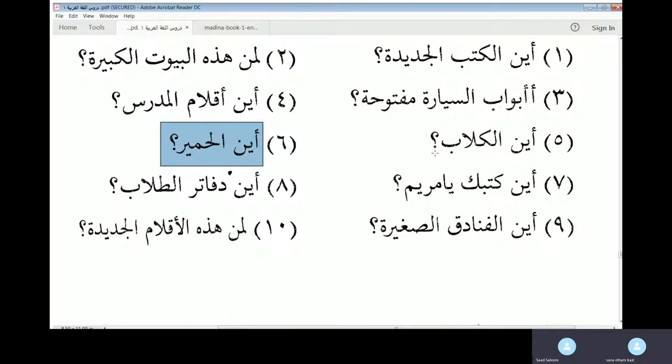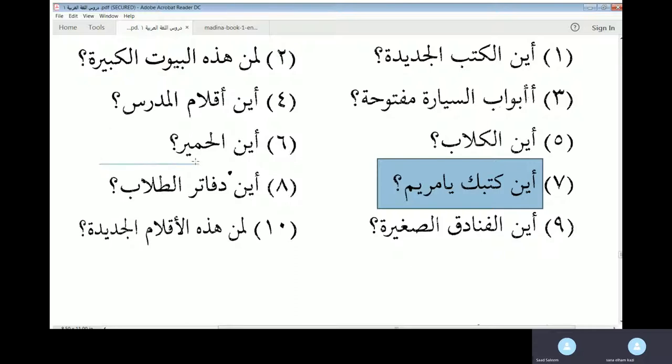Okay. Aina al-himaru? Where are the donkeys? Hiya fil hadikati. They are in the garden. Aina kutubuki ya Maryamu? Where are your books, O Maryam? Hiya fil maktabati. They are in the library.